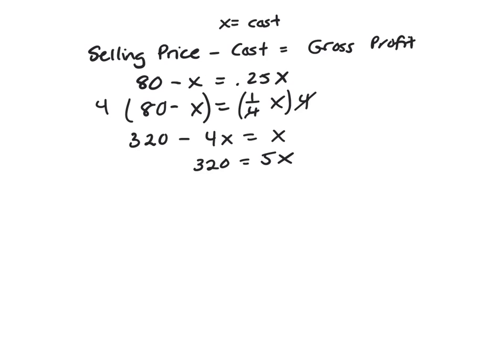And then 5 will go into 320, that's going to be 6. And then 20, that's going to be 64 equals X. Do long division on the side of your paper if you need to.